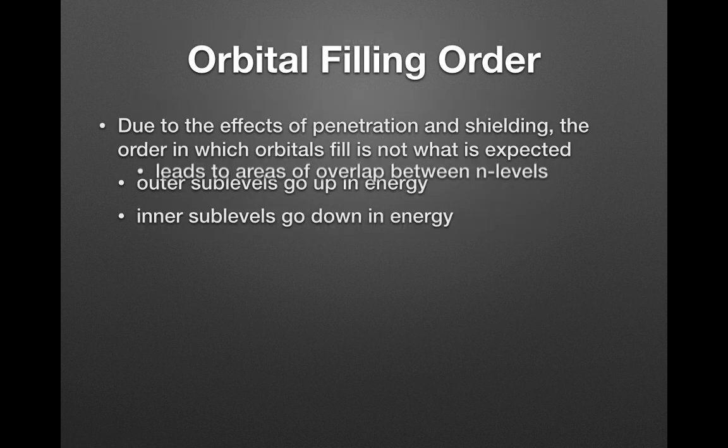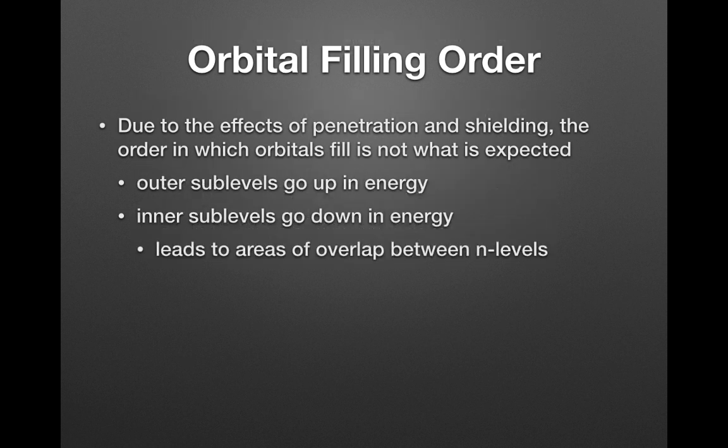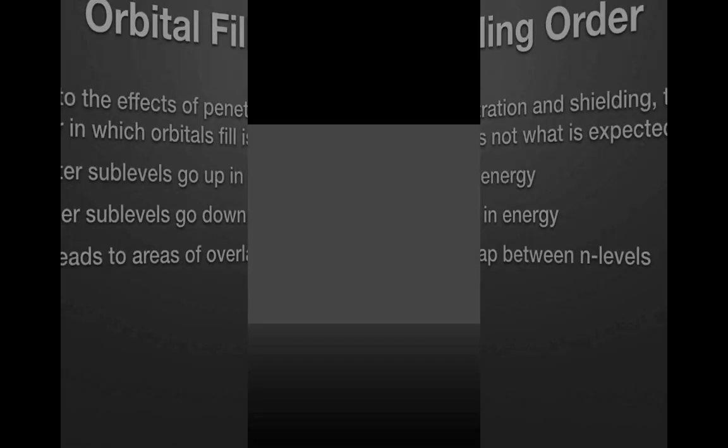What this causes is areas of overlap between the n levels. What we'll see in a moment is that the 4s subshell is lower in energy than the 3p. So let's take a look and see how electrons fill in, and they fill in according to energy.